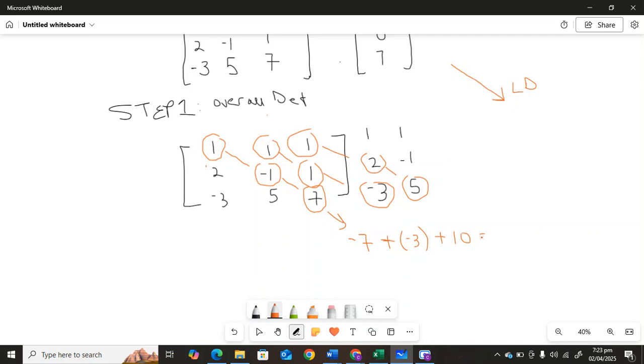So negative 7 plus negative 3. This positive and negative make negative. So it's like negative 7 minus 3, you get negative 10. Negative 10 plus 10, you get 0.